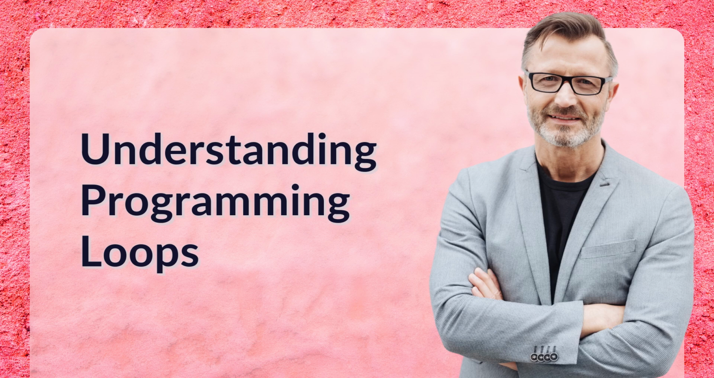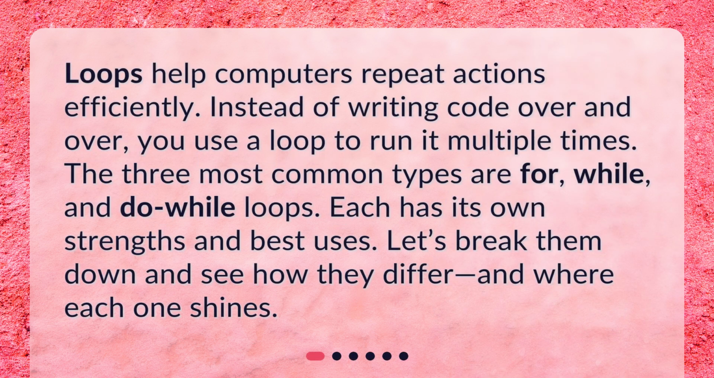Understanding programming loops. Loops help computers repeat actions efficiently. Instead of writing code over and over, you use a loop to run it multiple times. The three most common types are for, while, and do-while loops. Each has its own strengths and best uses. Let's break them down and see how they differ, and where each one shines.